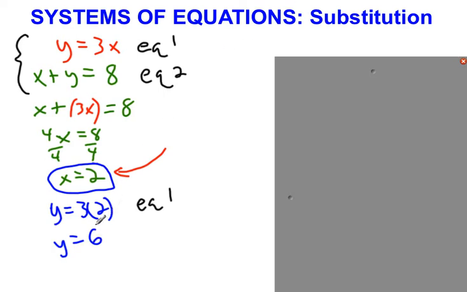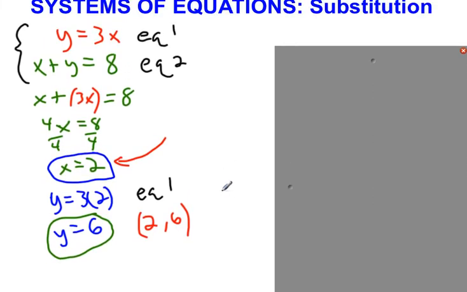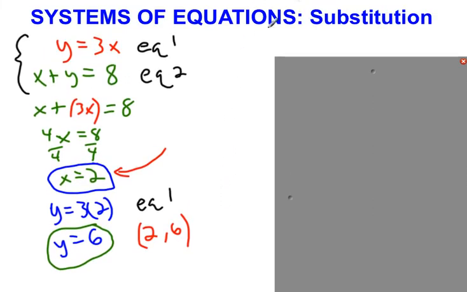So we have now found a solution. We found an x and a y value, which will be represented as a coordinate. So x, comma, y: 2, 6. Now we could then check our work on this, and it's always a good idea to check our work. So let's do that real quick.